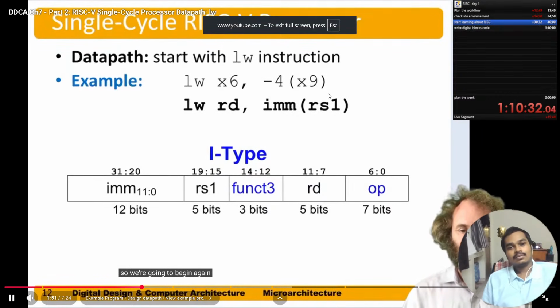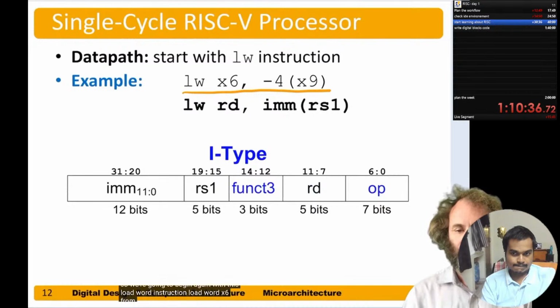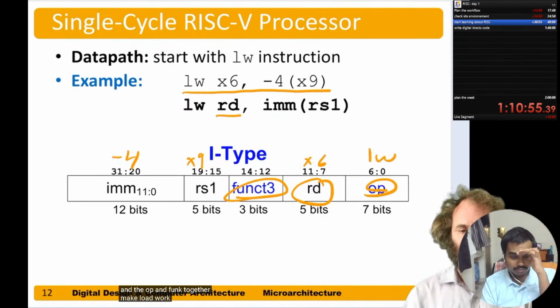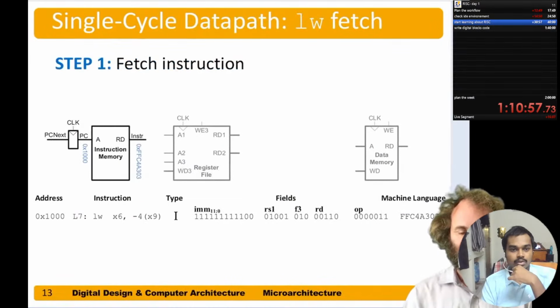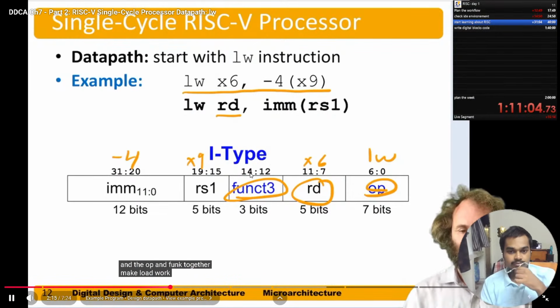So we're going to begin again with this load word instruction. Load word x6 from -4 parentheses x9, where x6 was the destination register, -4 was the immediate, x9 is the source register, and the op and func together make load word. Okay. So I type, this is the instruction, the register instruction.